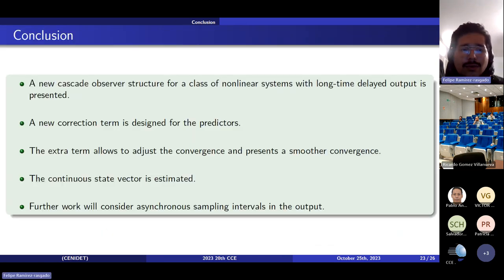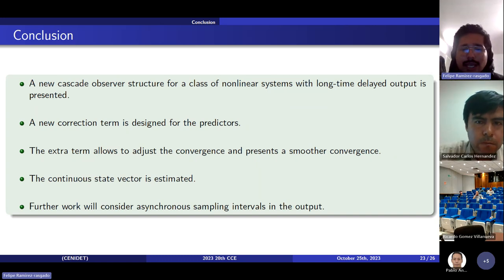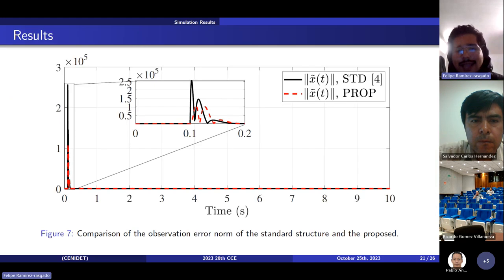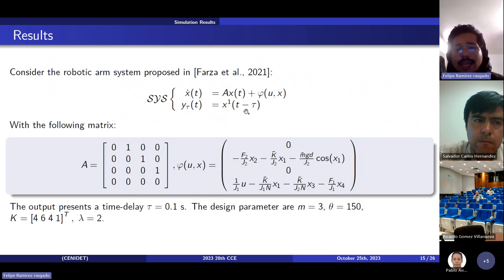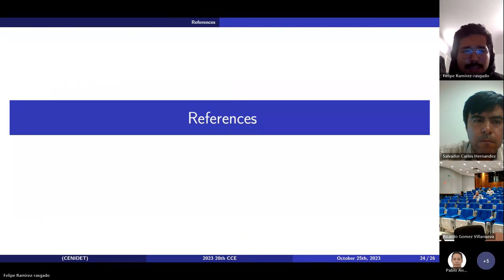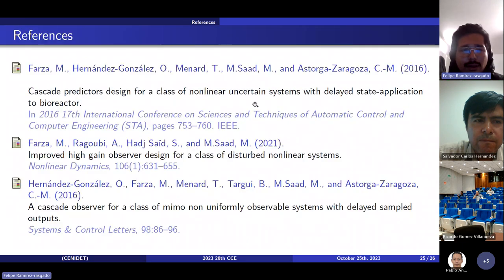So the conclusions of this work are the following. A new cascade observer structure for a class of nonlinear systems to obtain the delay-free output is presented. A new correction term is designed for the predictor. The extra term allows us to adjust the convergence and present a smoother convergence. And the continuous state vector is estimated. For further work, we'll consider asynchronous sample intervals in the output. So this further work would be when we have a nonlinear system, but with sampling and a time delay. The references are the following.